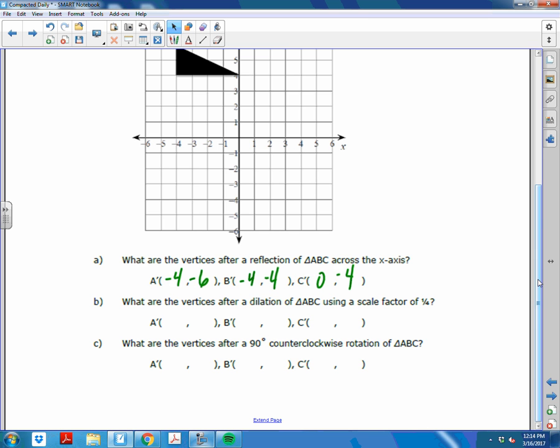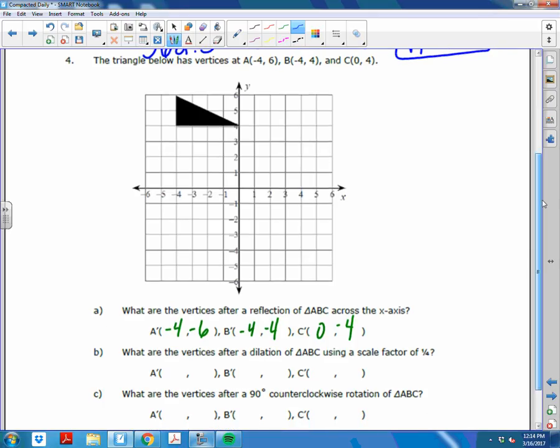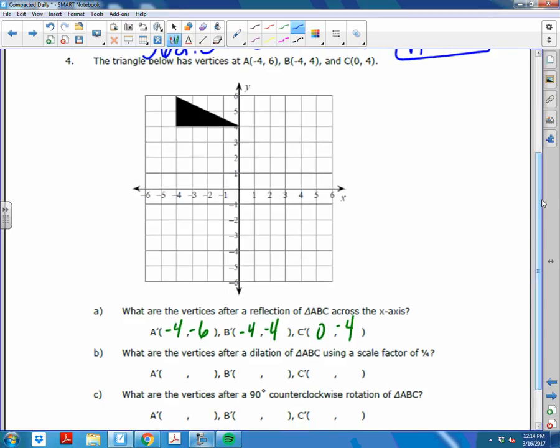What are the vertices after a dilation of triangle ABC using a scale factor of 1/4? Again, we go back to the original and we multiply each thing times 1/4. So this goes to -1. This is 1.5. B prime is -1, 1, and C prime would be 0, 1. Would it be -1.5? No. You multiply 6 times the scale factor. You just multiply each term, the x and the y term, by the scale factor.